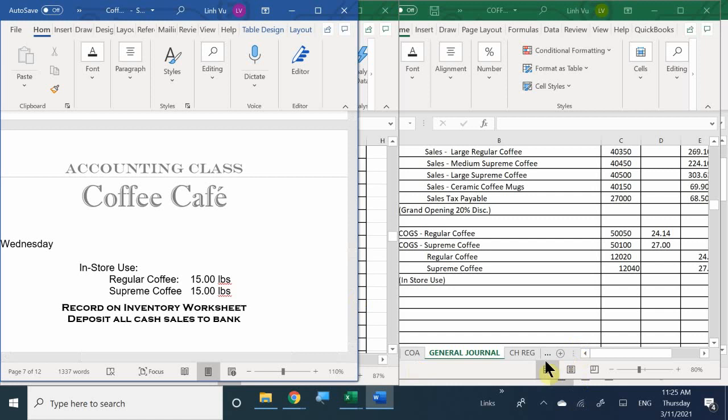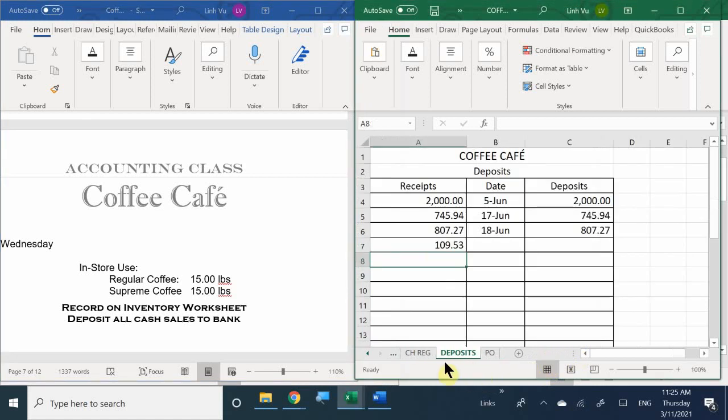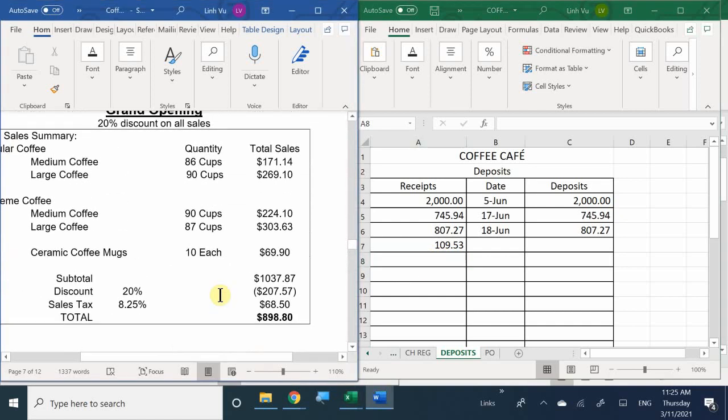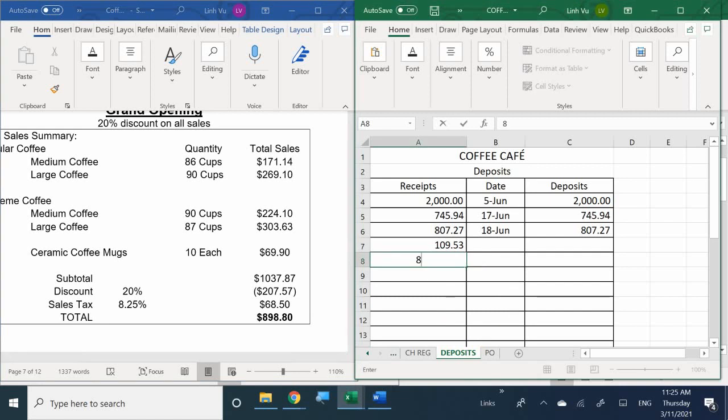Deposit. We're going to deposit everything. So in this case, here we are. We have a check that we received earlier in the day, and we have a total of $898.80 in cash. So let's make this deposit. Since I'm going to deposit everything in one day, it is now June 19. I'm going to combine the cash plus the check that we received earlier today. So in grand total, I should deposit $1,008.33.